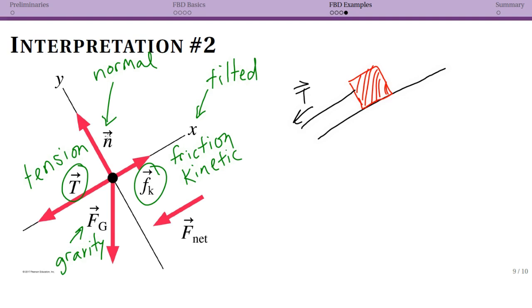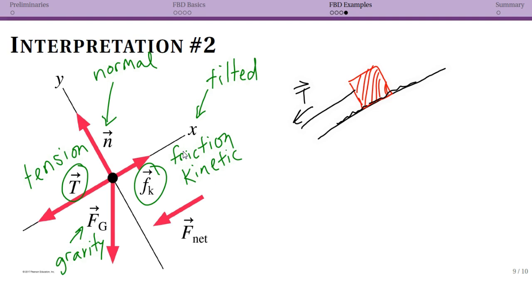Okay, next I have kinetic friction. So I know that this is some sort of slightly rough surface. It isn't just ice. That's fine. And note that kinetic friction is acting, I would say, up the ramp. So if kinetic friction is acting up the ramp, this opposes the motion.